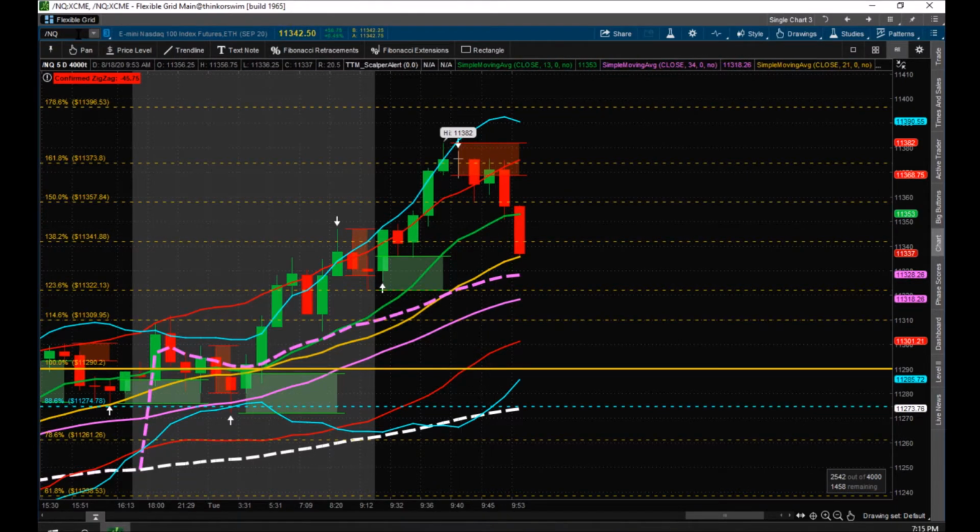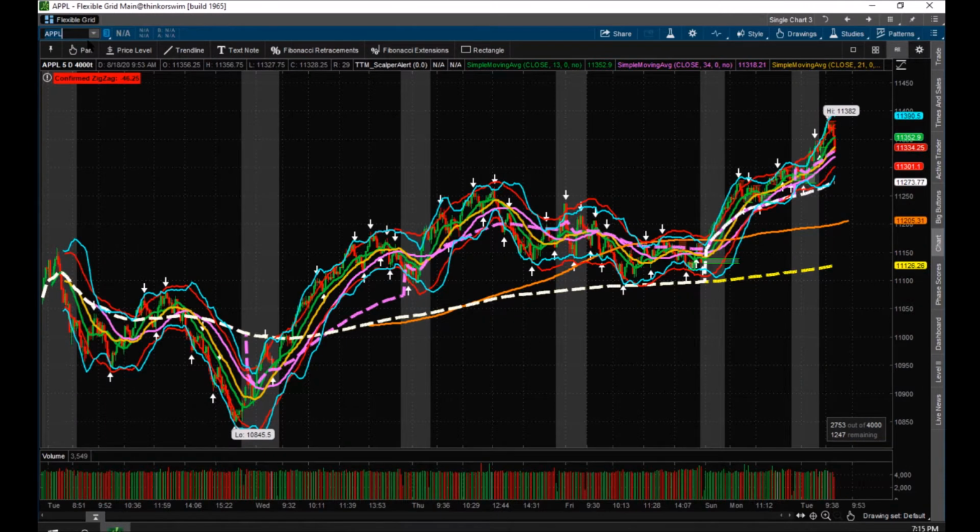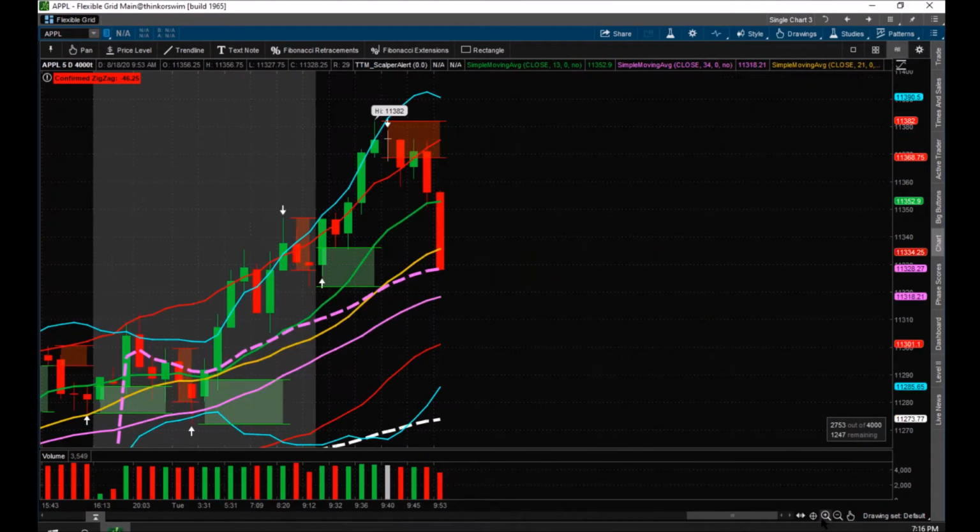I mean, you could use this the same. We could pull Tesla, or let's try Apple. So I mean, you could use it even on Apple. See the support and resistance there.